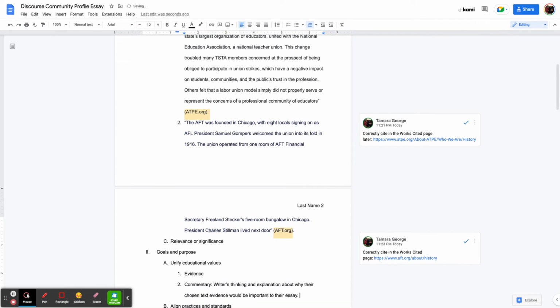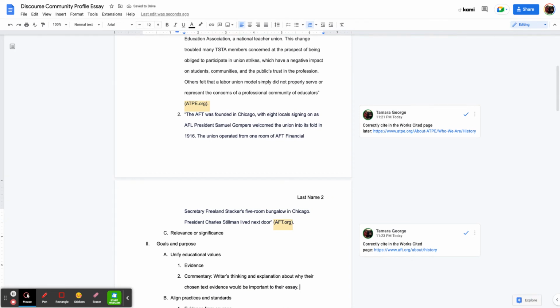If you're writing an argumentative or persuasive essay, then that commentary is really explaining how that text evidence supports your argument. In this case, because the discourse community profile is informative, I really want to link that text evidence to why that would be significant in defining that discourse community. Why is that text evidence really representative of that makeup for that community? So, how does that evidence support that?